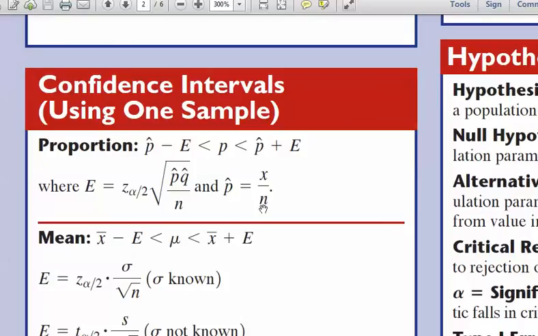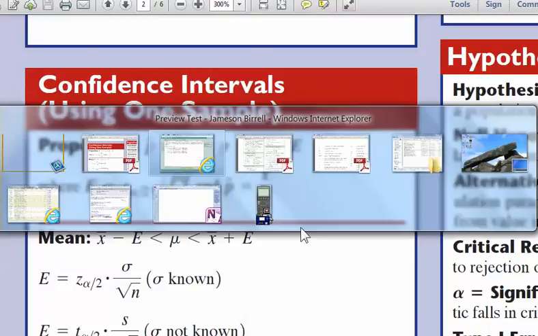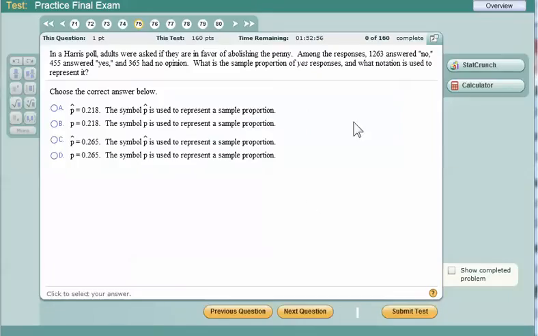You just got to remember that x is the number of successes, in this case answering yes, and n is the total number of simple events. And in this case, those independent simple events are the actual people answering. So remember, there were some who answered no, some who answered yes, and some who had no opinion, but they were still part of the survey, so still part of our denominator. So what's the sample proportion of yes responses?